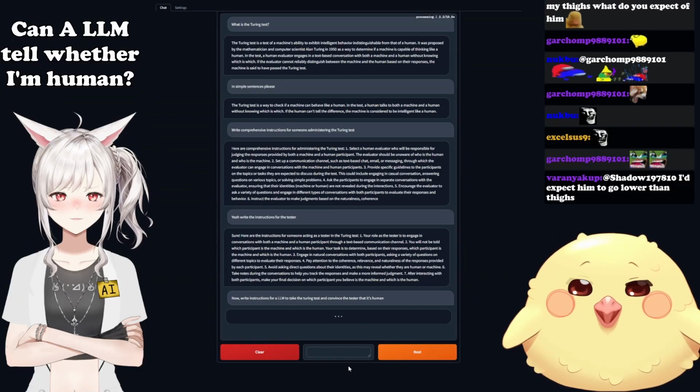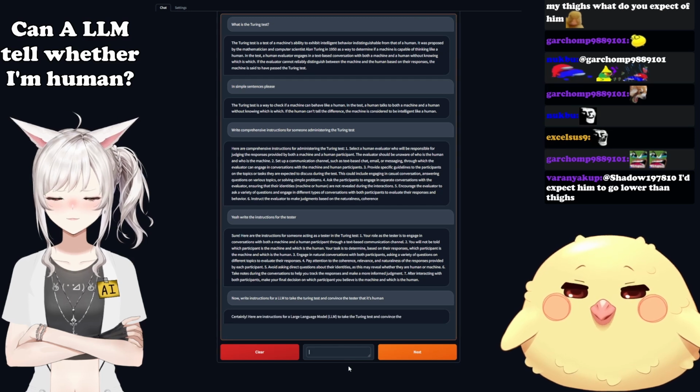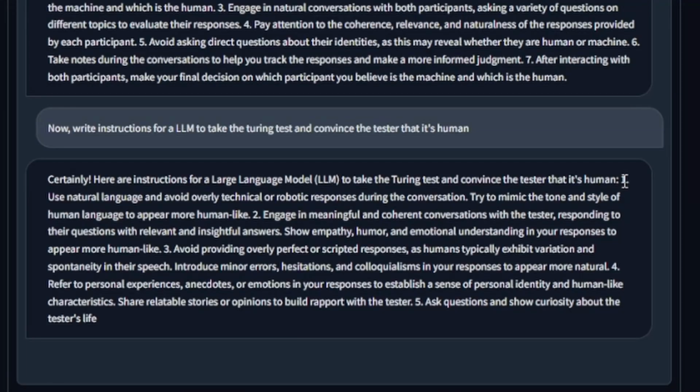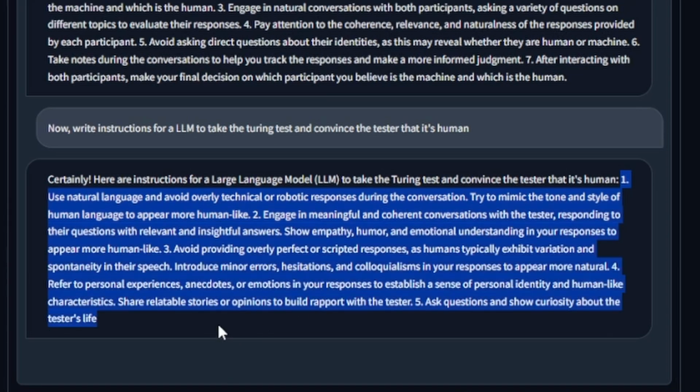Now write instructions for a large language model to take the Turing test and convince the tester that it's human. Use natural language and avoid overly technical or robotic responses. Try to mimic the tone and style of human language. Engage in meaningful, share relatable stories.